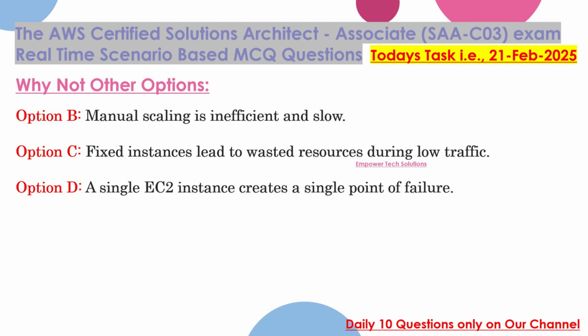Why not other options? Option B. Manual scaling is inefficient and slow. Option C. Fixed instances lead to wasted resources during low traffic. Option D. A single EC2 instance creates a single point of failure.